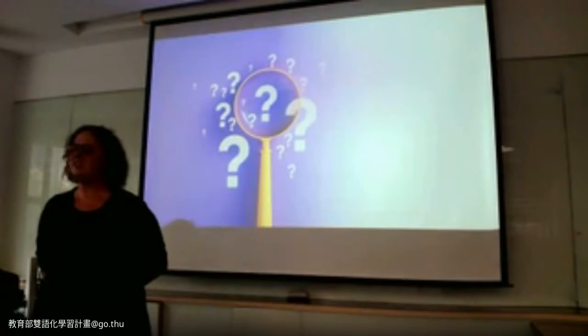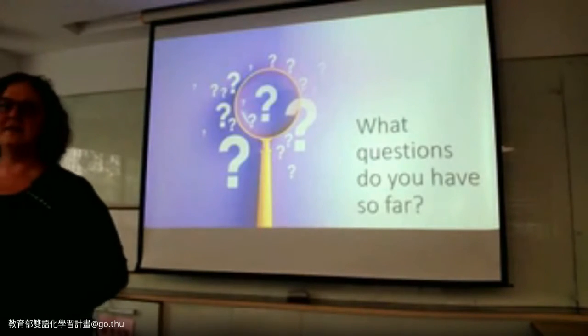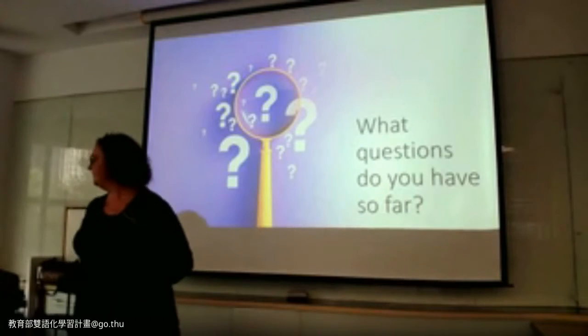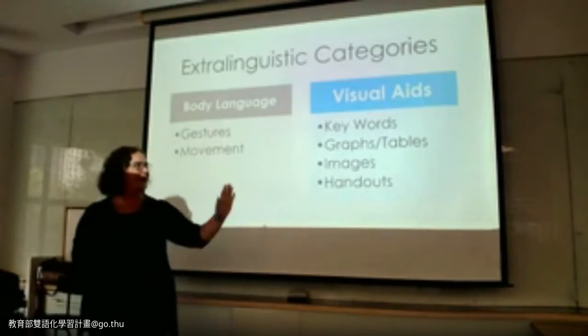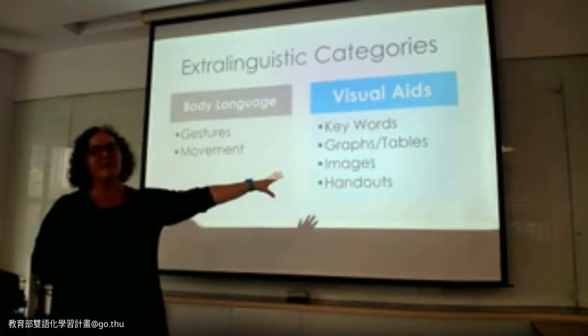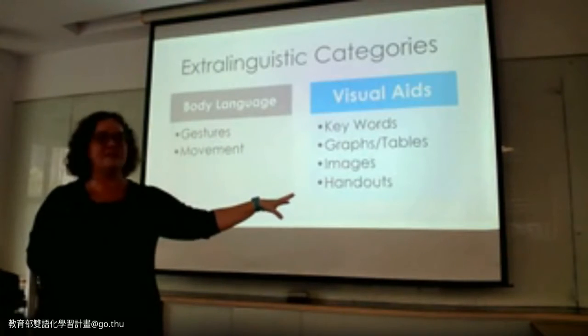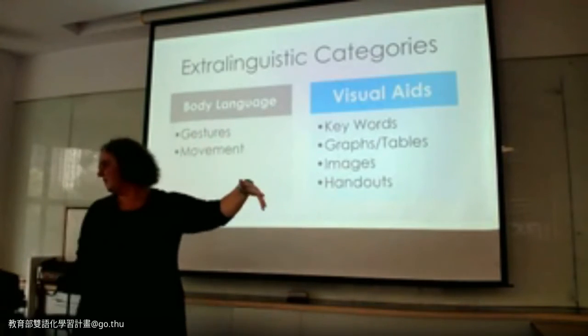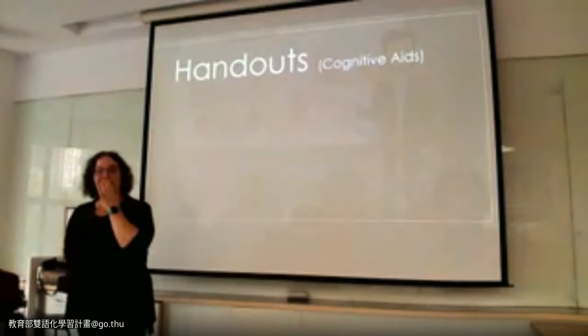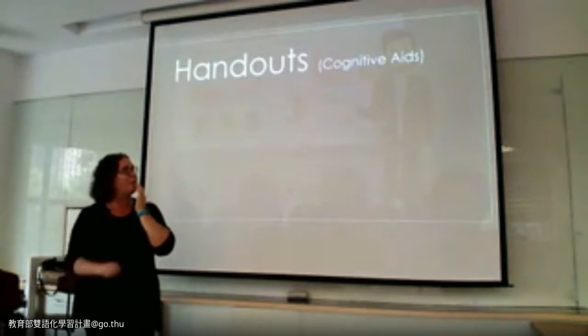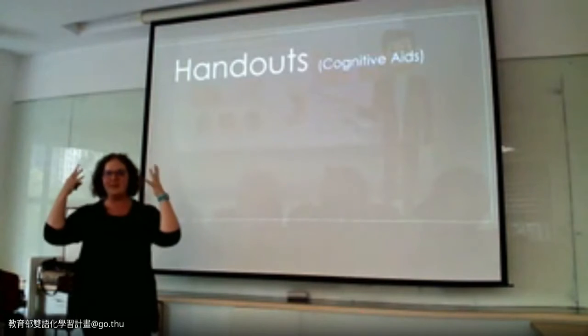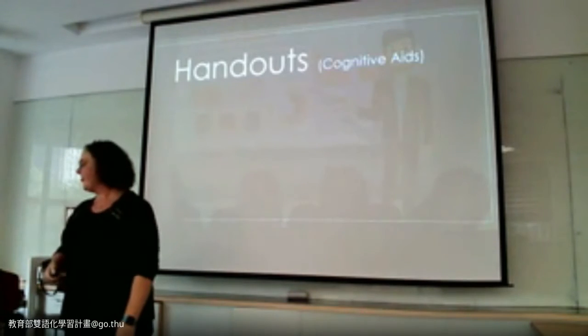Okay, check in. Any questions? We're good? All right. So next, moving on, we talked about body language. Now moving on to the other category, visual aids. We're going to talk about different kinds of visual aids that have been studied. One of them is handouts. And I'm going to refer to them as cognitive aids. They help us in thinking and processing.